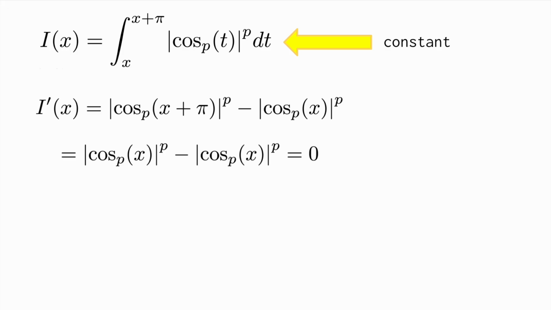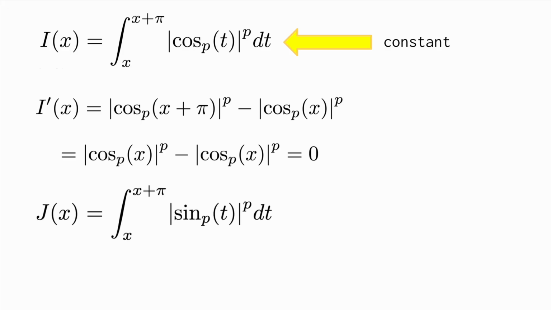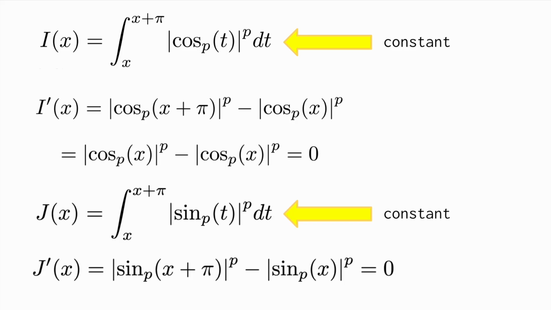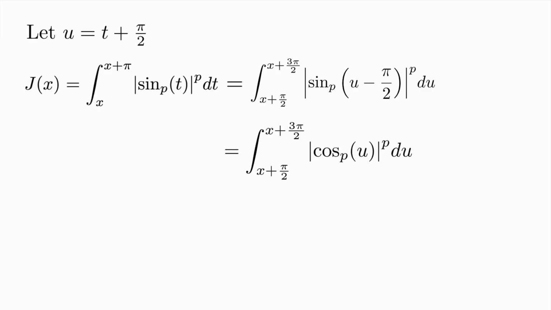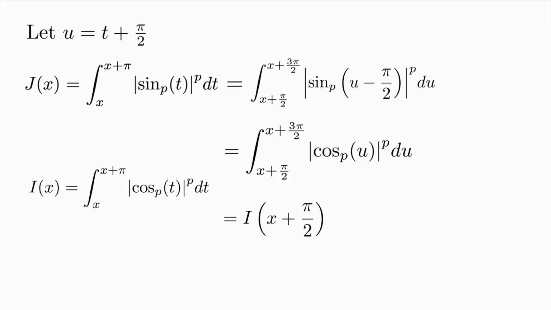Similarly, if we define a function j to be the sine integral, we can show that j too must be a constant function. Now let's let u equal t plus pi over 2. Using this, we can take j and rewrite it as an integral with cosine instead. If we put the definition of I up on the screen, we can see that this integral is equal to I of x plus pi over 2. Additionally, since we know that I is a constant function, I of x plus pi over 2 is equal to I of x. So we've shown that j and I are actually equal.